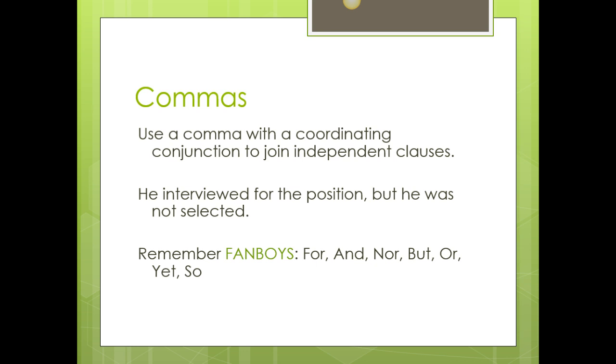So to choose a coordinating conjunction, you need to remember this acronym FANBOYS. For, and, nor, but, or, yet. So if you remember that, you can use it like a formula. You join those 2 independent clauses using a comma and one of those FANBOYS conjunctions.